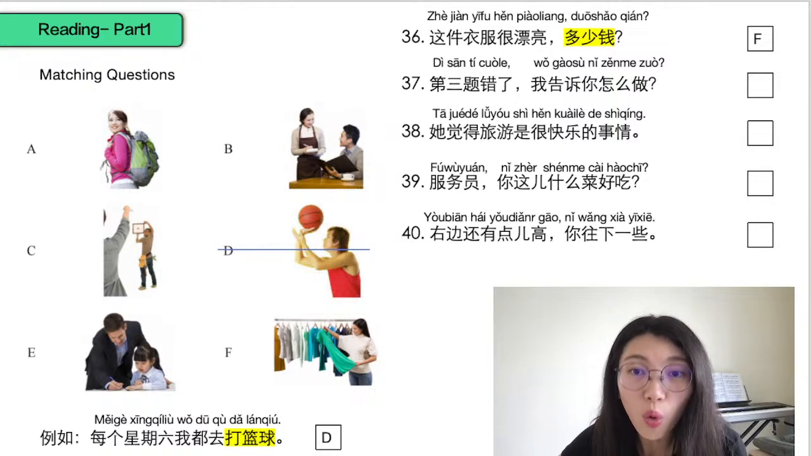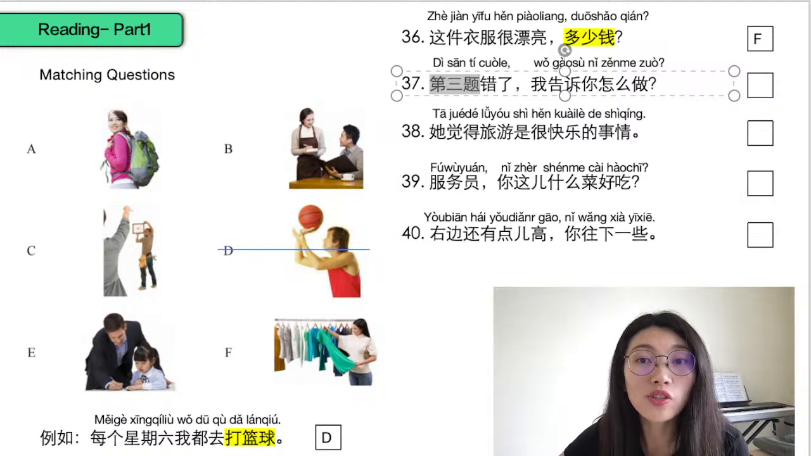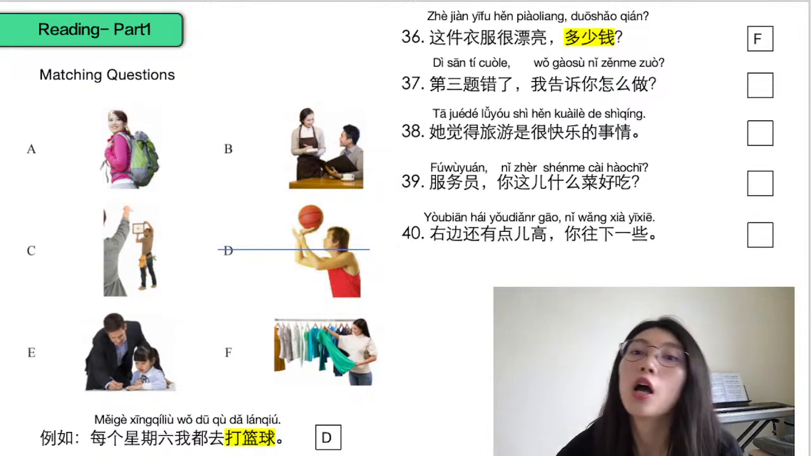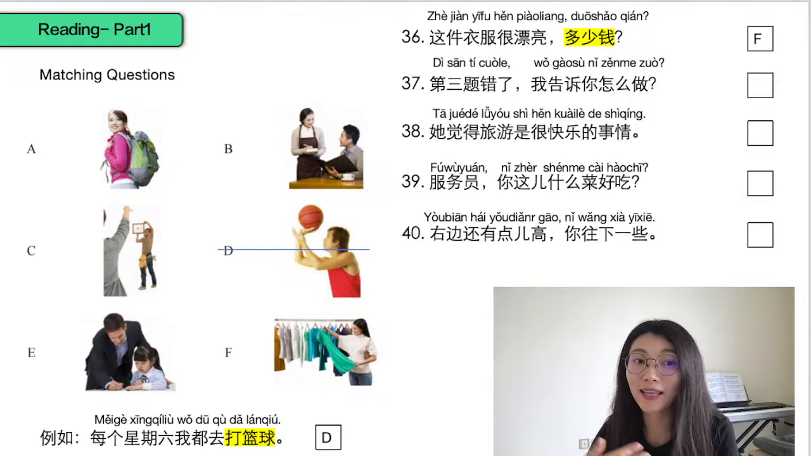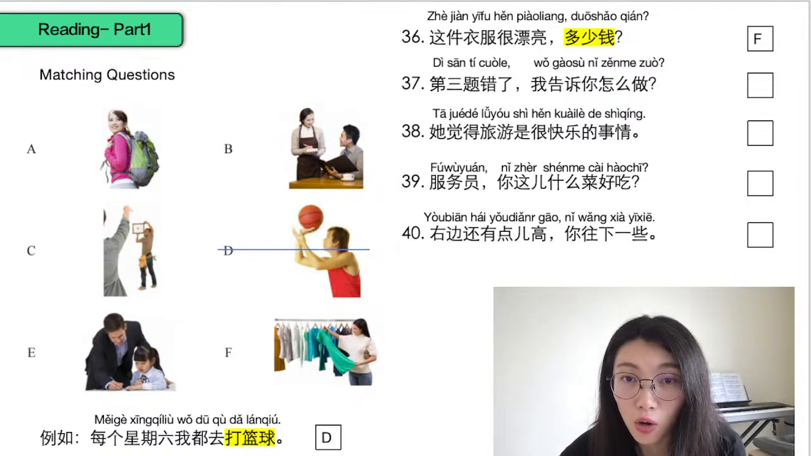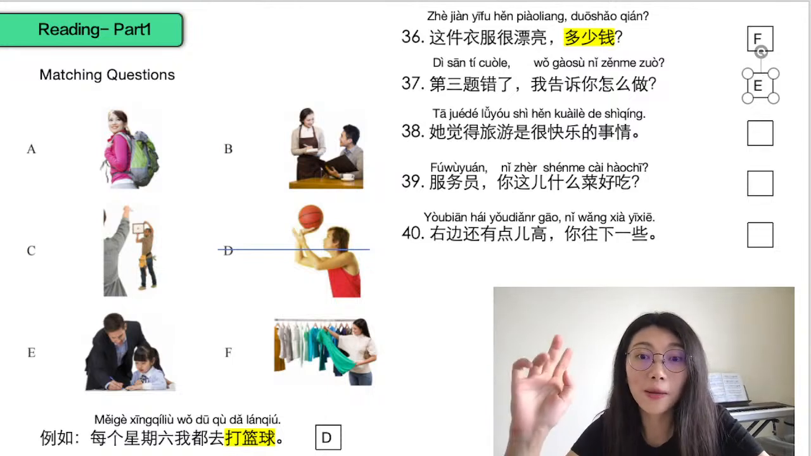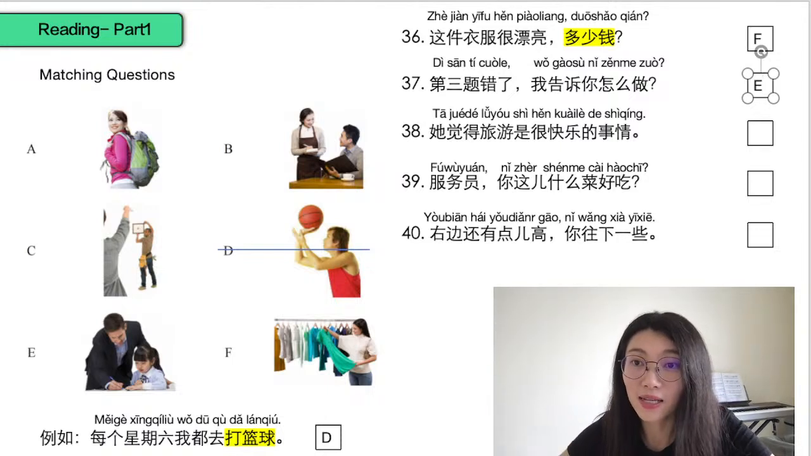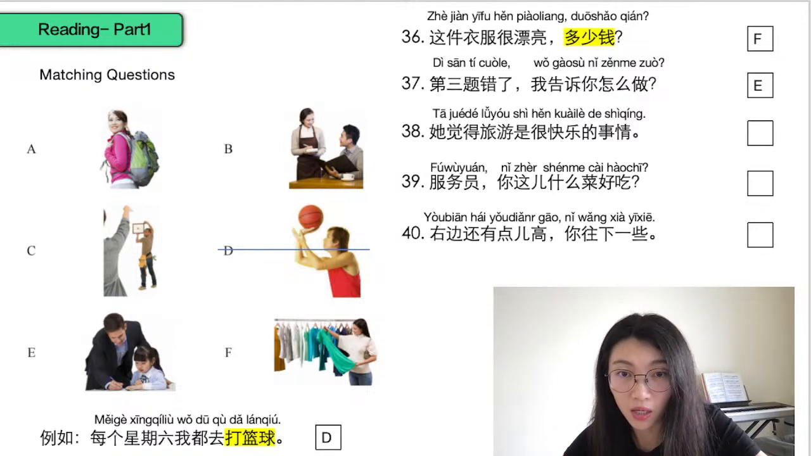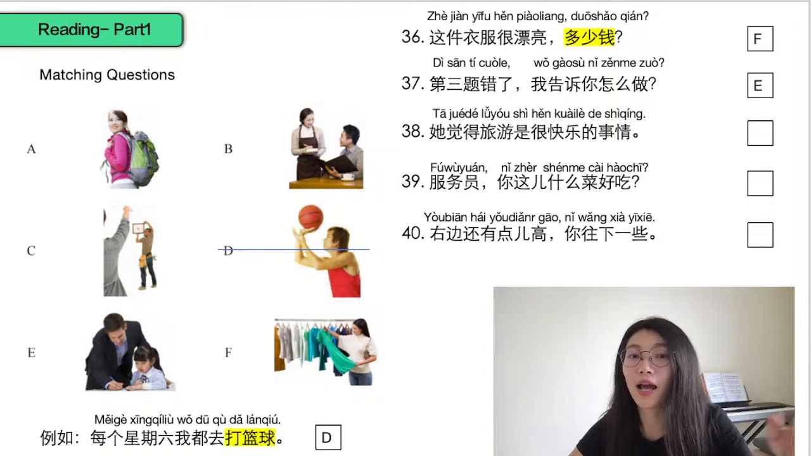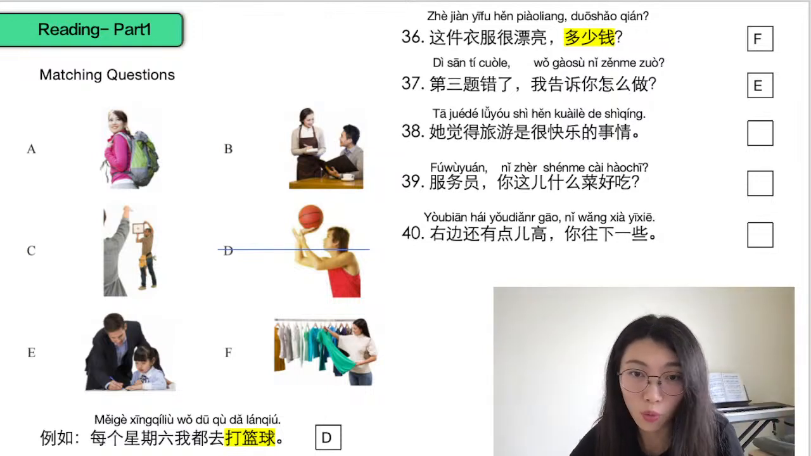Now 37. 第三题错了。Question 3 is wrong. 错 means wrong, we just said 对, correct. 我告诉你怎么做。Let me tell you how to do it. Which one? It must be 2 people because it's a conversation. So B, no. C, no. E, yes. He is guiding maybe a girl how to do the exam or homework.